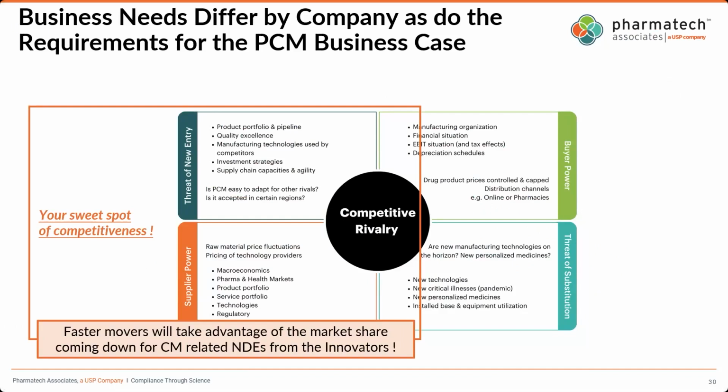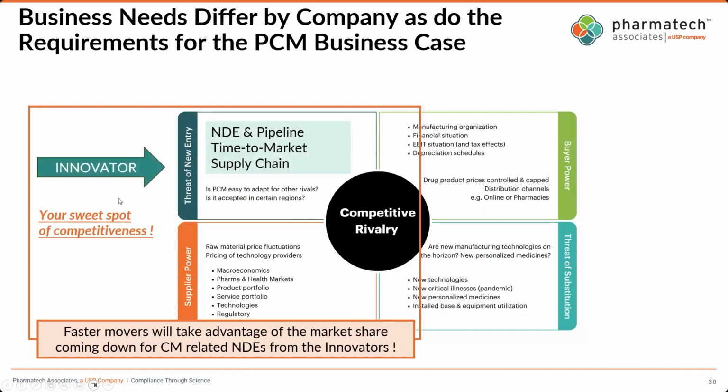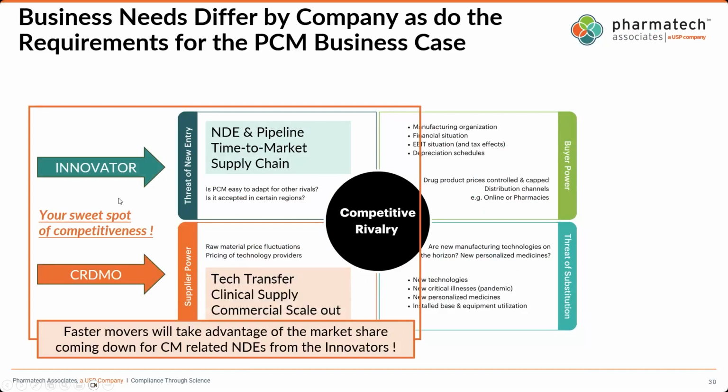So we see clusters like innovators. What is their business driver for it? You have to find your sweet spot because it drives your company's competitiveness. And I think this is what fast movers have understood in the early times. This is why you see mainly innovators are pushing for this, because they see opportunities for their supply chain, time to market, and for their pipeline. For CRDMOs, CDMOs, that's basically their customership. So they want to help on tech transfers, clinical supply, etc.